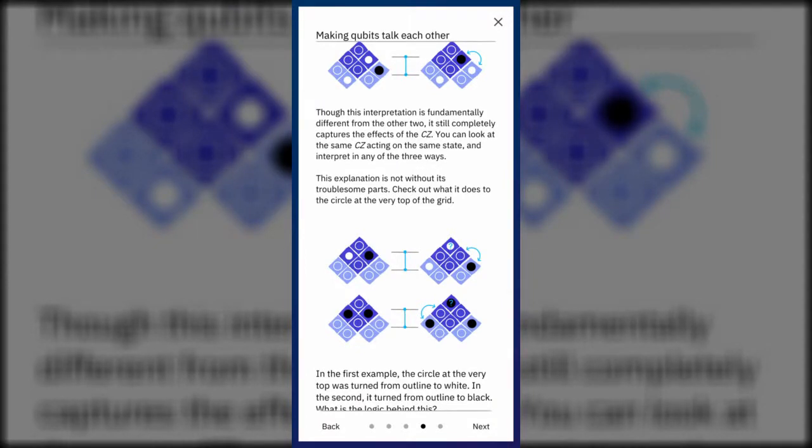This explanation is not without its troublesome parts. Check out what it does to the circle at the very top of the grid. Oh, great.